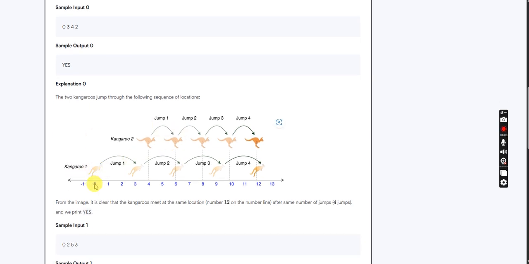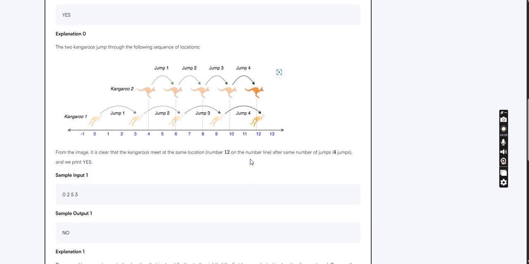You can see that kangaroo 1 jumps from 0 to 3. Then the second kangaroo jumps from 4, see it here, 4 to 2. So they continue jumping. And when they jump up to index 12 of this table, as you can see, they are both at the same location. So it means return yes.